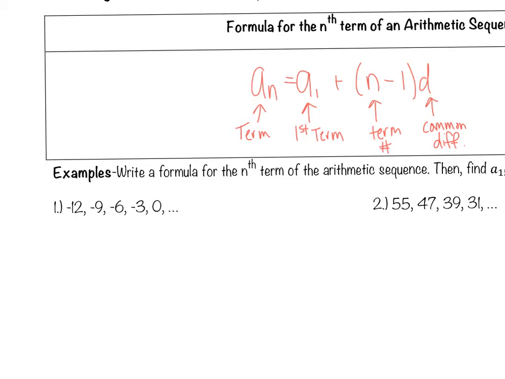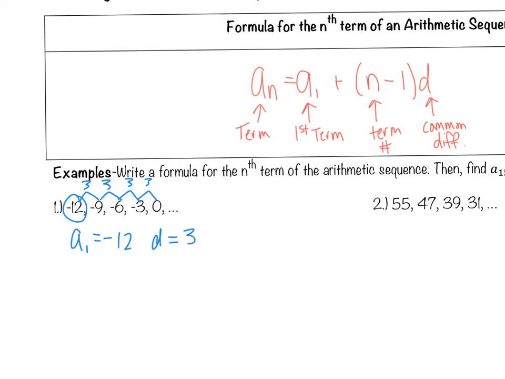So in order to write the formula for an arithmetic sequence, all you need is the first term and the common difference. The first term's easy, it's right there, negative 12. And then the common difference is found as the difference between those. Since it looks like it's going up, negative 12 to negative 9 to negative 6 to negative 3 to 0, it's a positive 3, 3, 3. So my D value is going to be 3.